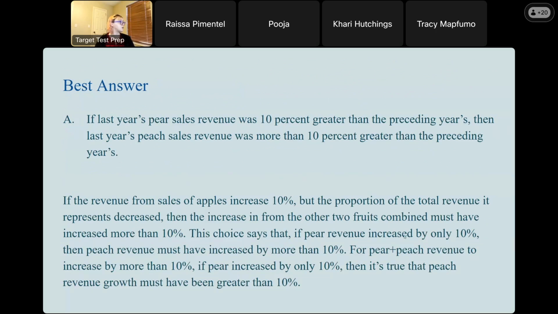Yeah, if the revenue from sales of apples increased 10%, but the proportion of total revenue it represents decreased, then the increase from the other 2 fruits combined must have increased more than 10% on average, like between the other 2. This choice says that if pear revenue increased by only 10%, then peach revenue must have increased by more than 10%, which is true. For pear plus peach revenue to increase by more than 10%, if pear increased by only 10%, then it's true that peach revenue growth must have been greater than 10%, if that makes sense.